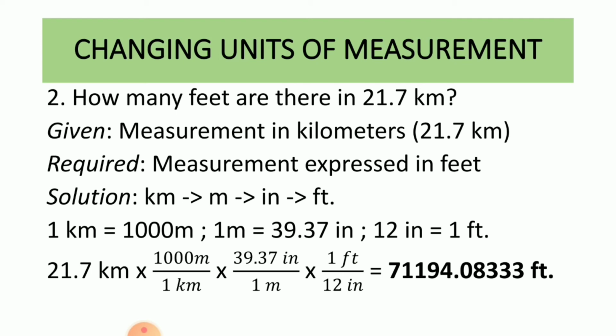As you can see, the units kilometer, meter, and inches will be cancelled. So what is left will be feet. Then perform the indicated operation. So that is now 21.7 kilometers times 1,000 times 39.37 times 1 divided by 1 times 1 times 12. That is equal to 71,194.08333 feet. Or, that is approximately 7.12 times 10 raised to 4 feet.